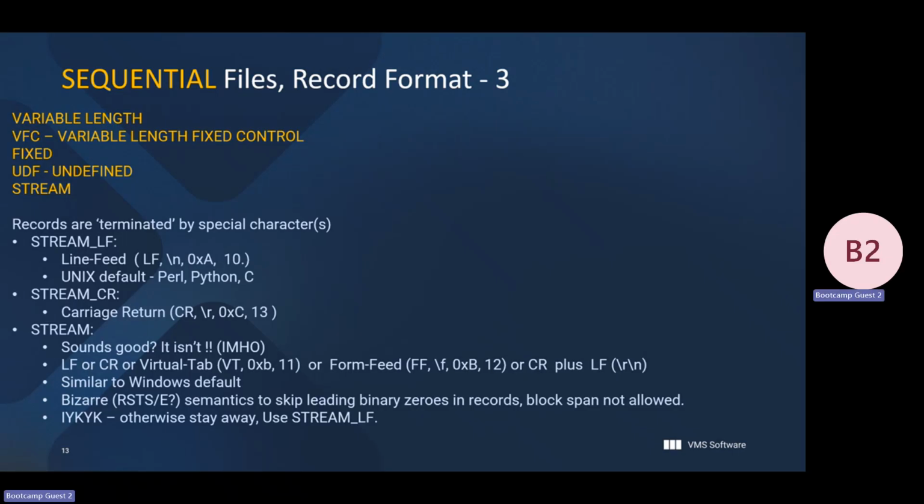When you say the terminators are line feed, carriage return, and so on, is that concurrently, or can you choose any one of them? No, you can't choose. If we see a carriage return, it terminates. If we see a form feed, it will terminate.